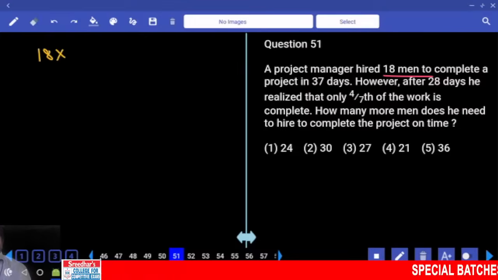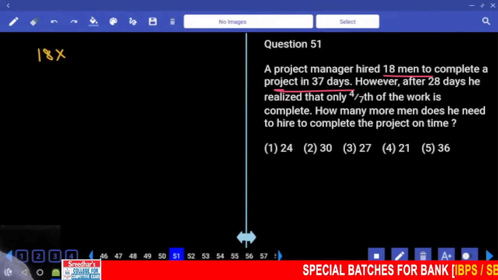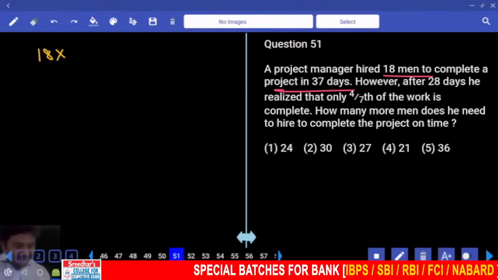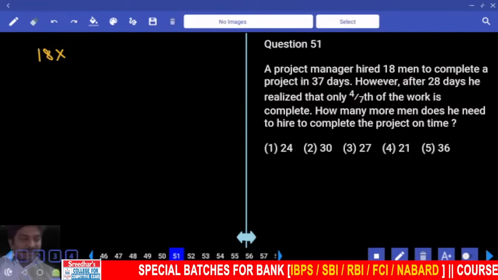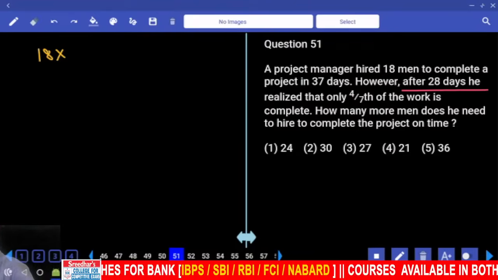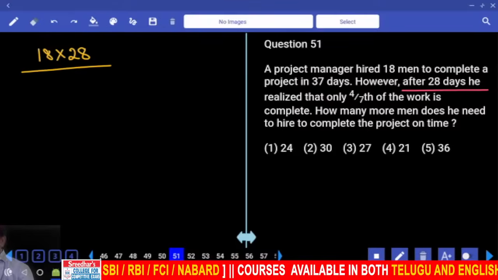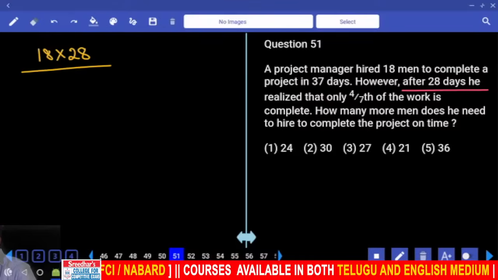It is given that we have to complete the project in 37 days. Doesn't mean that they worked for 37 days. When they started, they all started, 18 men. But after working for 28 days, they realized something. So for how many days they worked? 28 days. We don't have information about hours.